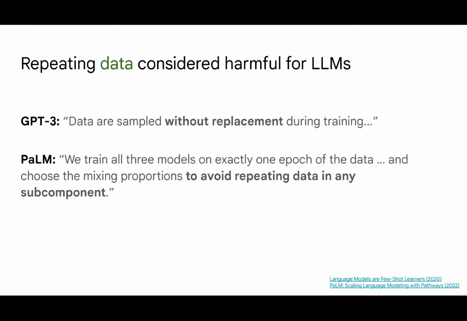In GPT-3, they say that data is sampled without replacement during training. And while they do repeat some sources like Wikipedia, generally they avoid this when possible. In the Palm paper, they note that they train all three models on exactly one epoch of the data, and that they choose the mixing proportions to avoid repeating data in any of the subcomponents. Generally, we find that the best practices for training large language models avoid repeating data. And so part of the question we are looking to answer is, why is this bad?